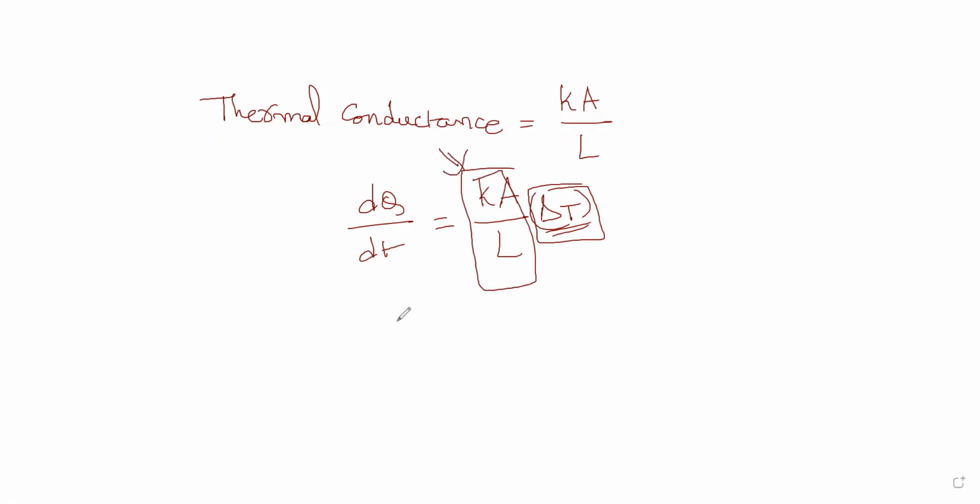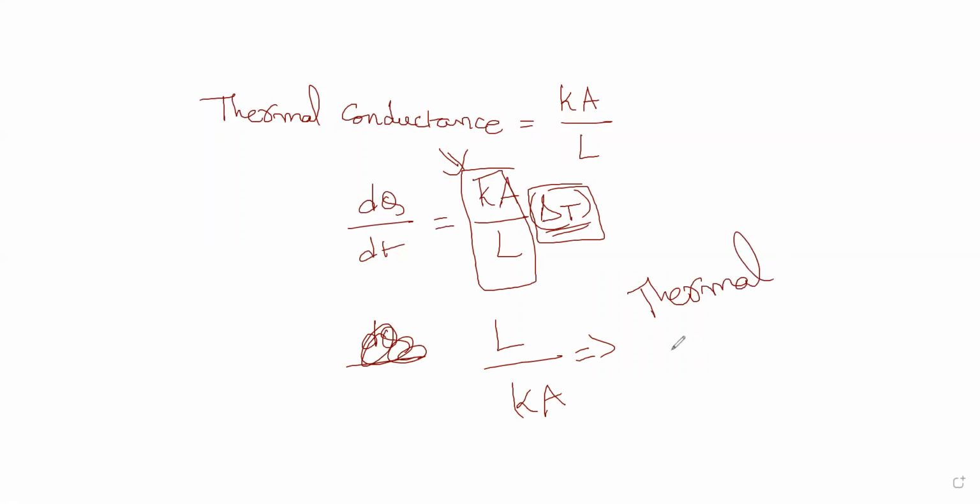Okay. The next one, L by KA, that is called thermal resistance. L by KA is called thermal resistance, and thermal conductance is KA by L. So note these points.